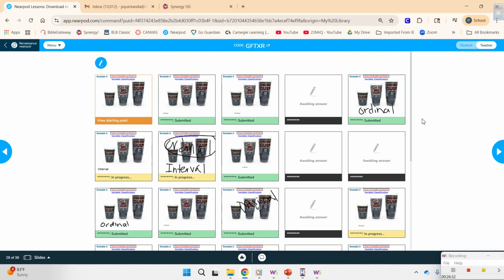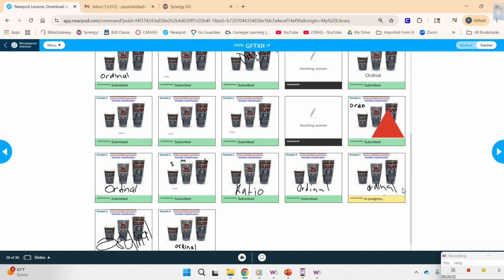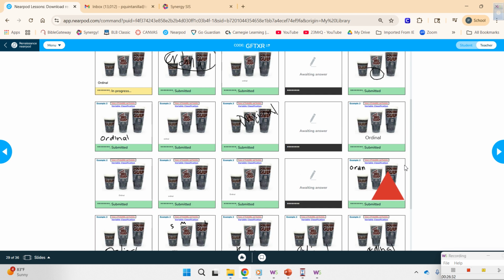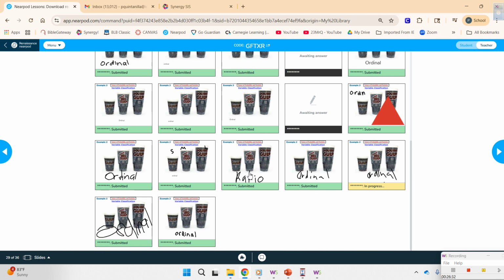All right. So in this case, it's not nominal because it has a certain order, right? Therefore, it has to be either ordinal or interval. But in this case, some of you wrote ratio. Now think about this. Why would we classify these as ratio? What would we use for those cups to classify them as ratio?